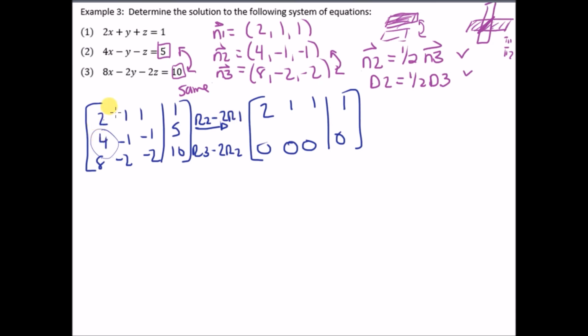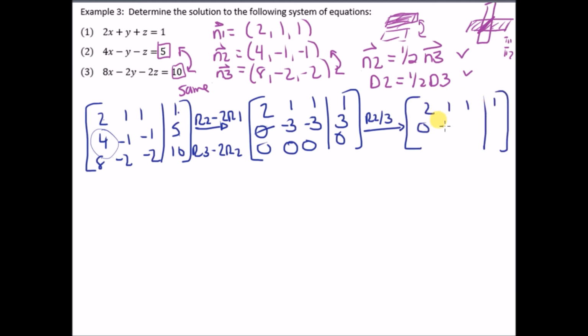So that'll be 4 minus 4 is 0. That's our goal, so that's good. Negative 1 minus 2, I get negative 3. Negative 1 minus 2, I get negative 3. And then 5 minus 2, I get 3. And I'm going to take row 2 and divide it by 3. 2, 1, 1, 1, 0, negative, oh no, I'm going to divide it by negative 3.